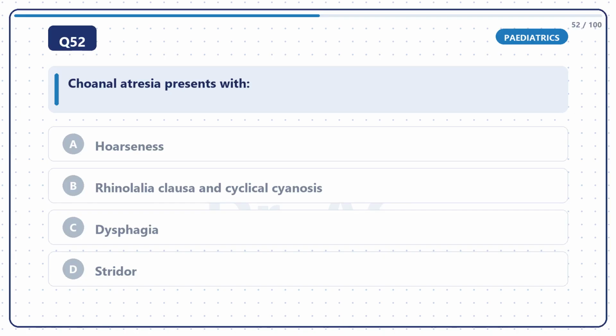Question 52. Choanal atresia presents with option A. Hoarseness, option B. Rhinolalia clausa and cyclical cyanosis, option C. Dysphagia, option D. Stridor.